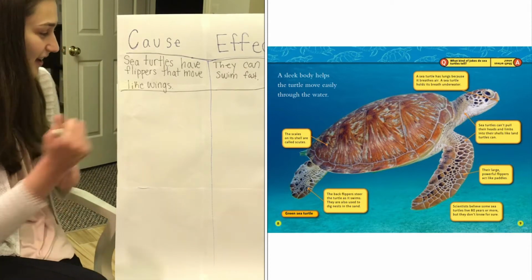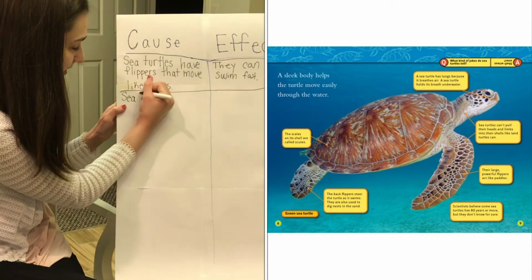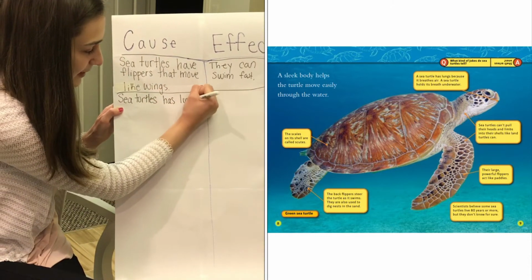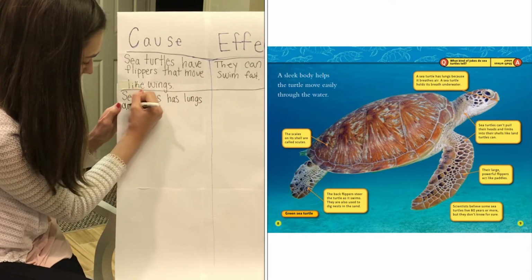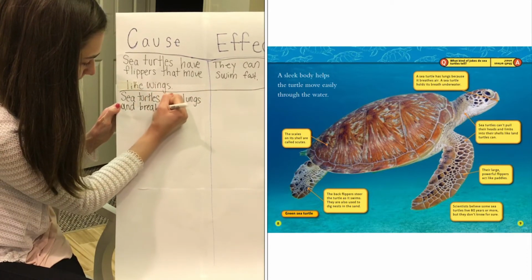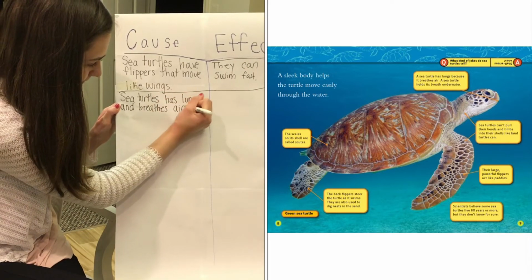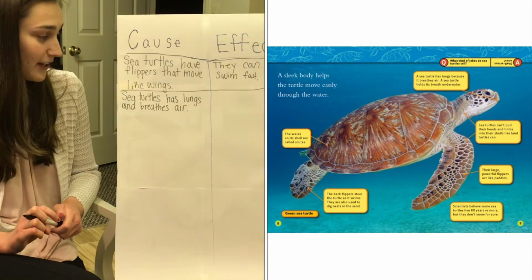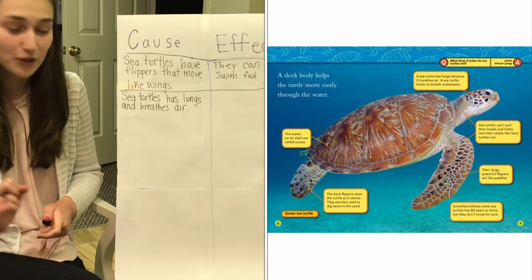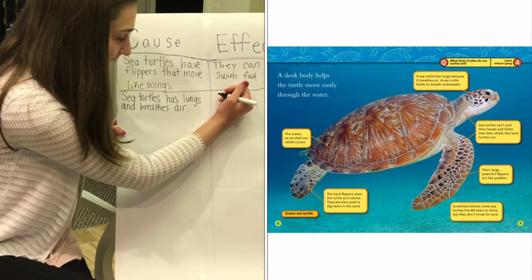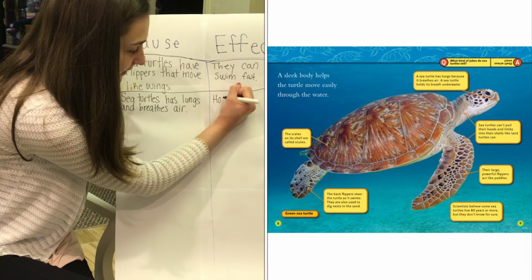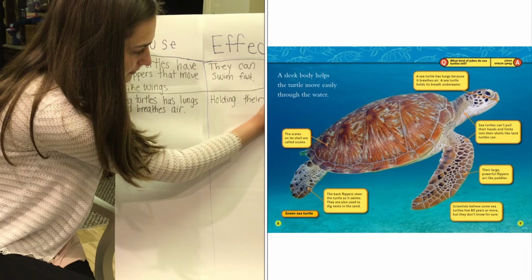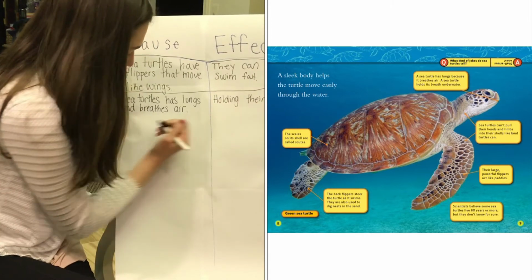So there's another one. A sea turtle has lungs, like you and me, and breathes air. So our cause is sea turtles have lungs and breathe air. So they have to hold their breath underwater so they can breathe. So our effect of having lungs is holding their breath.